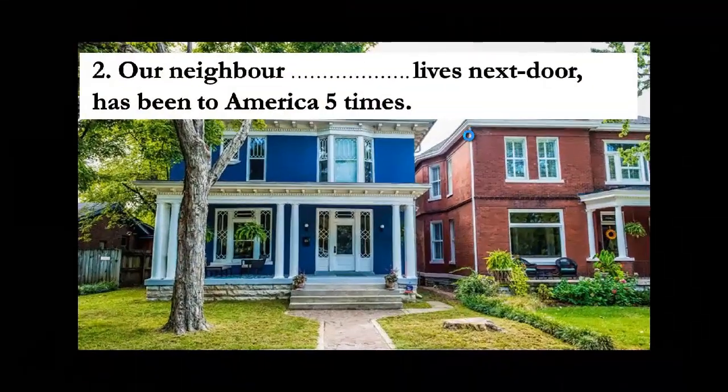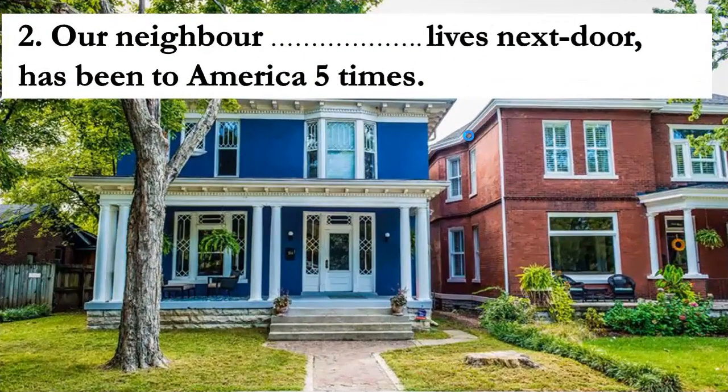Number 2, our neighbor, space here, lives next door, has been to America 5 times. So what we should use here, which or who. The correct choice here is who: our neighbor who lives next door. So why do we choose who here? Because our neighbor refers to people.